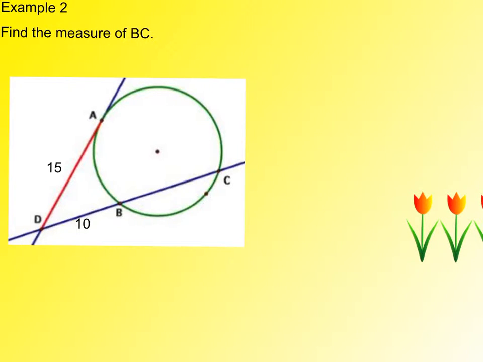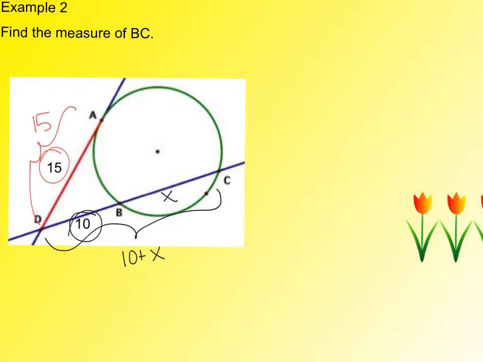In this next problem, I see a secant and a tangent, and I'm trying to find the measure of BC, which is this piece right here. Now remember, I'm talking about the entire chunk, which in this case is 10 plus x, times the outside chunk, is equal to the entire chunk times the outside chunk. So I have 15 times 15, or 15 squared, is equal to 10 plus x times the outside chunk.